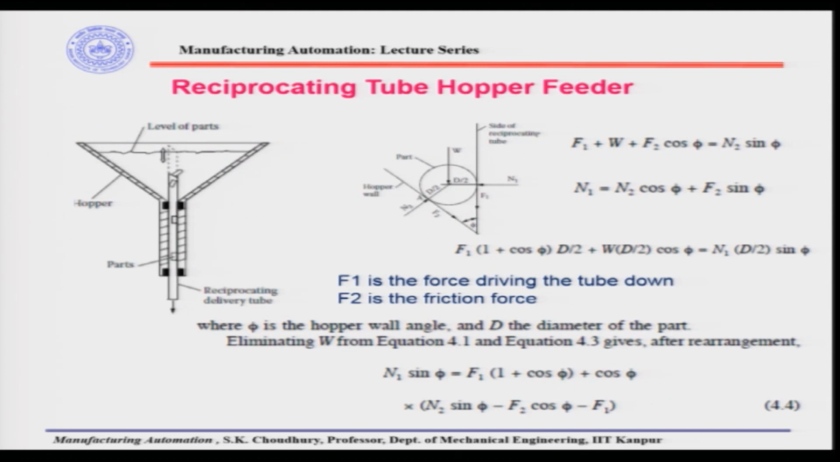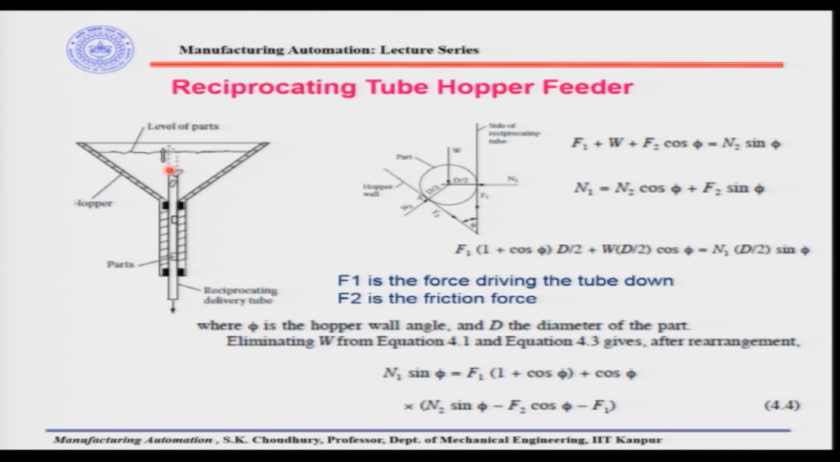Now, our next feeder. For the small parts, we have discussed the vibratory bowl feeder. The next feeder we will be discussing is the reciprocating tube hopper feeder. Now, how does the reciprocating tube hopper feeder work? Here there is a bowl, and the mass of small parts will be inside the bowl. Within the bowl, through the mass of the parts, there is a hollow tube which reciprocates, goes up and down, all right.